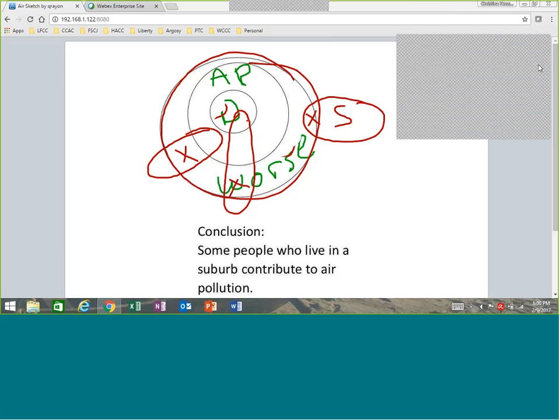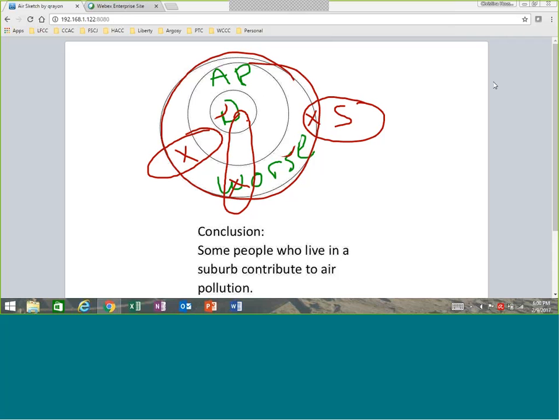Let's see. Some people are saying valid. Some people are not answering. Okay, so let's see. Some people who live in a suburb contribute to air pollution. Well, where's the air pollution circle? That's right here.